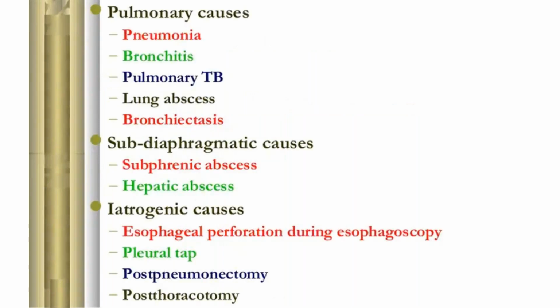The primary causes: pneumonia, bronchitis, already told, primary tuberculosis, lung abscess, bronchiectasis, because there is infection leading to pneumonia. Subdiaphragmatic causes like subphrenic abscess, liver abscess, or pus in the peritoneal cavity. Iatrogenic: doing an endoscopy, one can cause esophageal perforation, and the pleura is just adjoining. It leads to infection as the contents of the esophagus go into the pleural cavity.